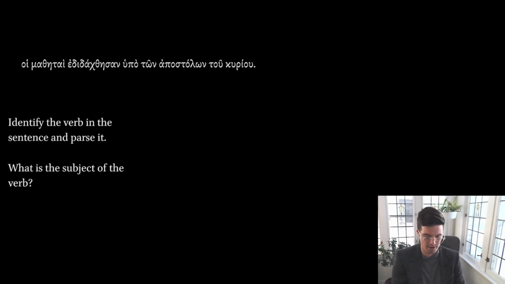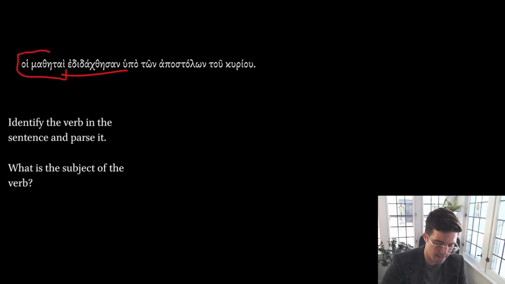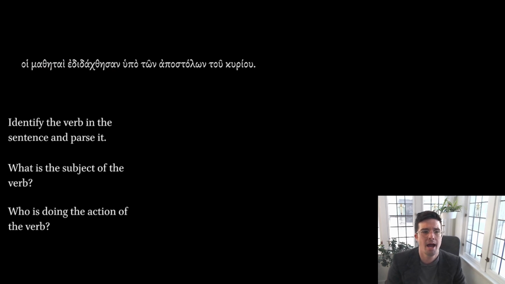What is our plural subject of the verb ἐδιδάχθησαν? See if you can identify the subject here. That's right, it is οἱ μαθηταί. The disciples were taught. The action happened to them. And so the question is then, who is doing the action of this verb? If ἐδιδάχθησαν is our passive verb and οἱ μαθηταί is our subject, tell us who is doing the action of the verb.